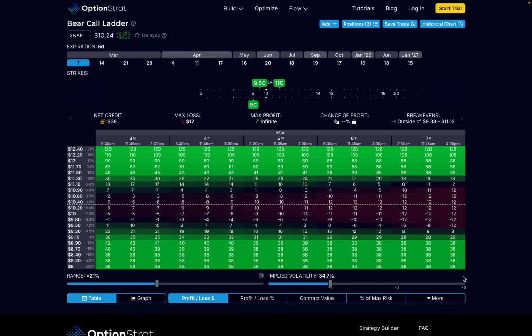The last thing I want to mention here is you can close out of this trade at any time. So you don't have to wait until it expires. You can close out of this at any point in time. I'll put a link in the description below to a video where I show you how to close out of any options trade on Robinhood.